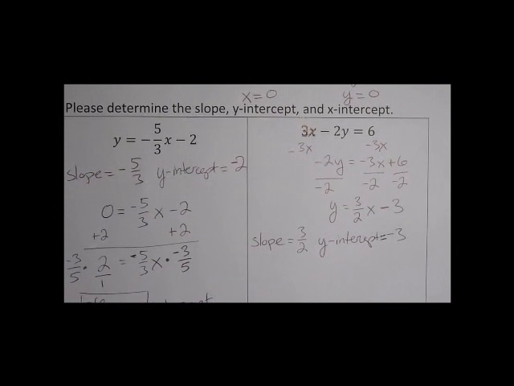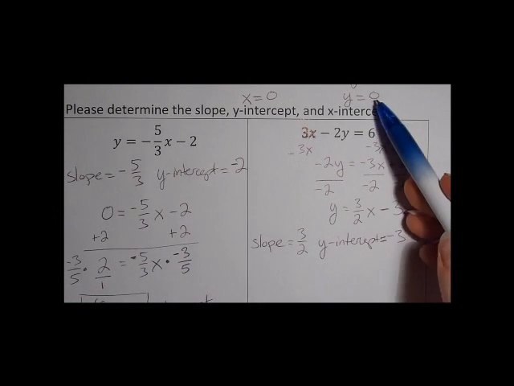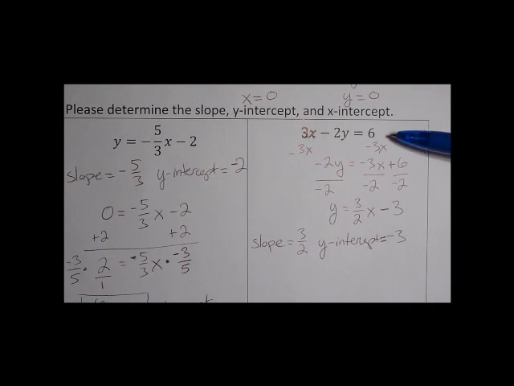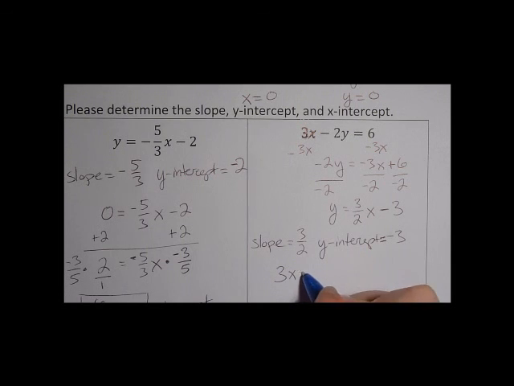In order to find the x-intercept, I know that y equals 0. If I look back up to my original equation, I'm going to see a neat trick. I'm going to rewrite my original equation, 3x minus 2y equals 6. Now, if y is 0, then negative 2 times 0 is also 0, so this crosses out. And I'm left with 3x equals 6.